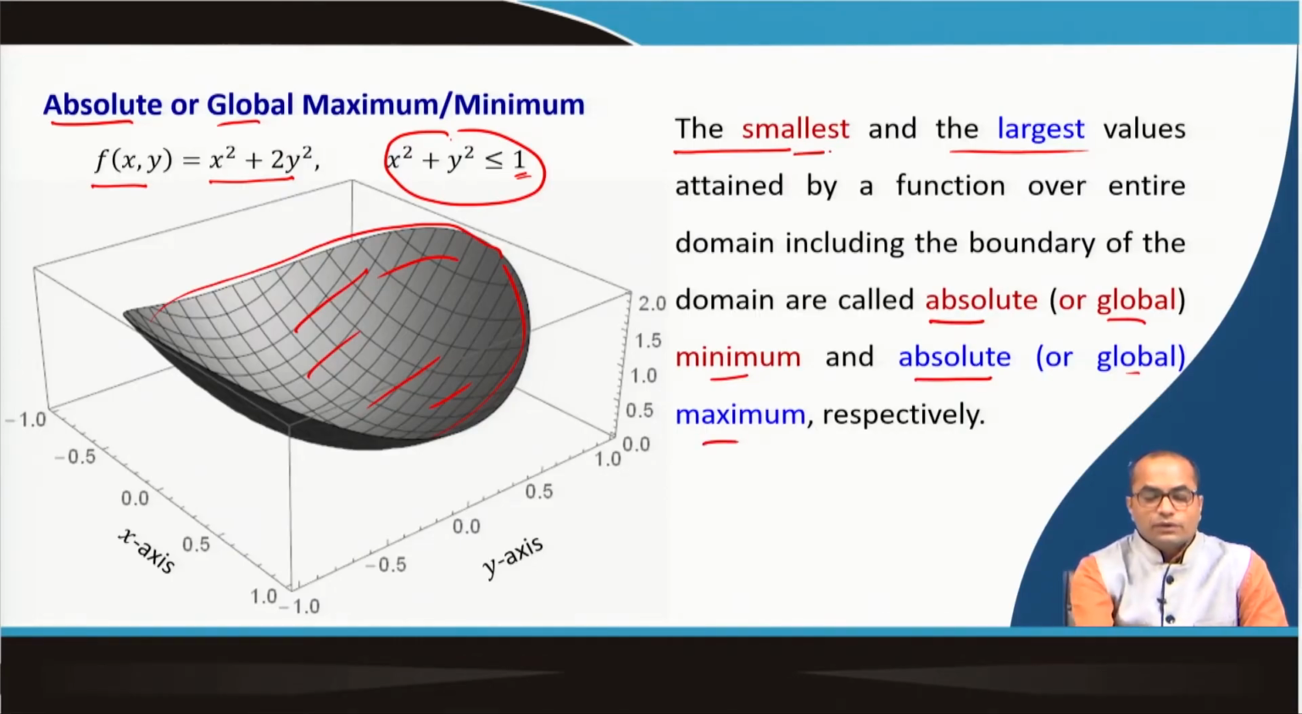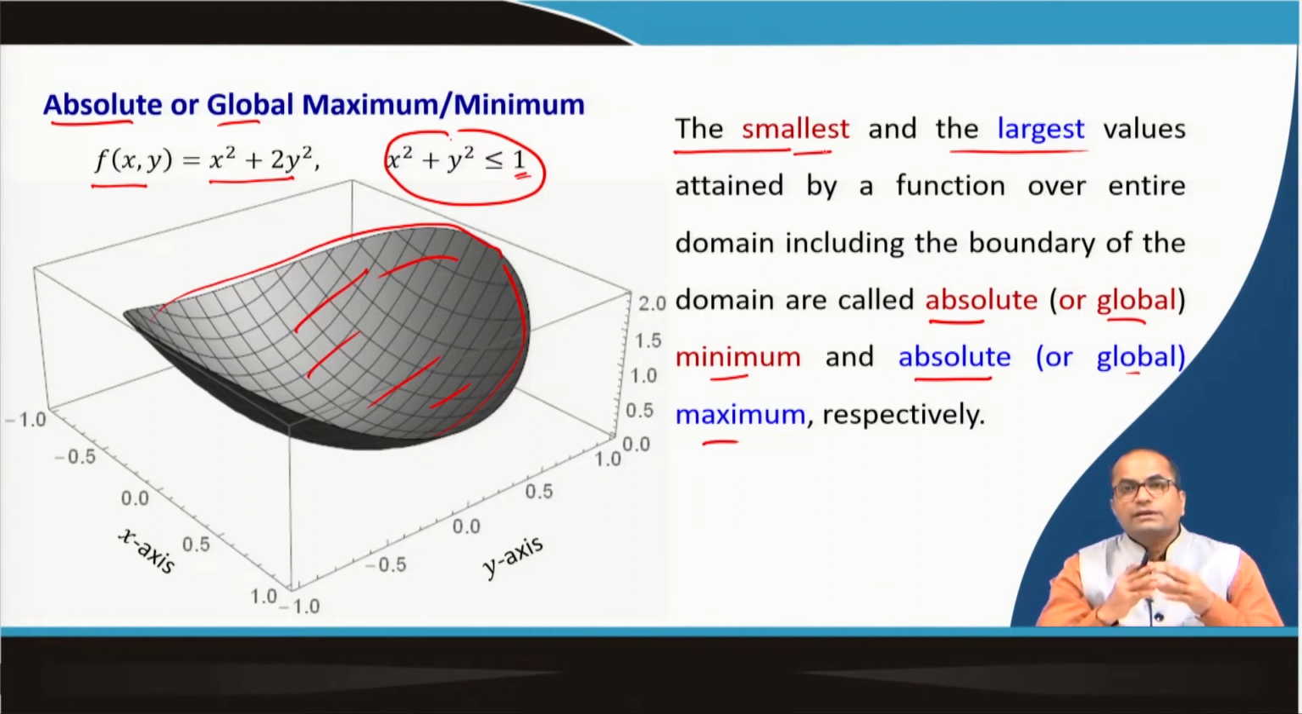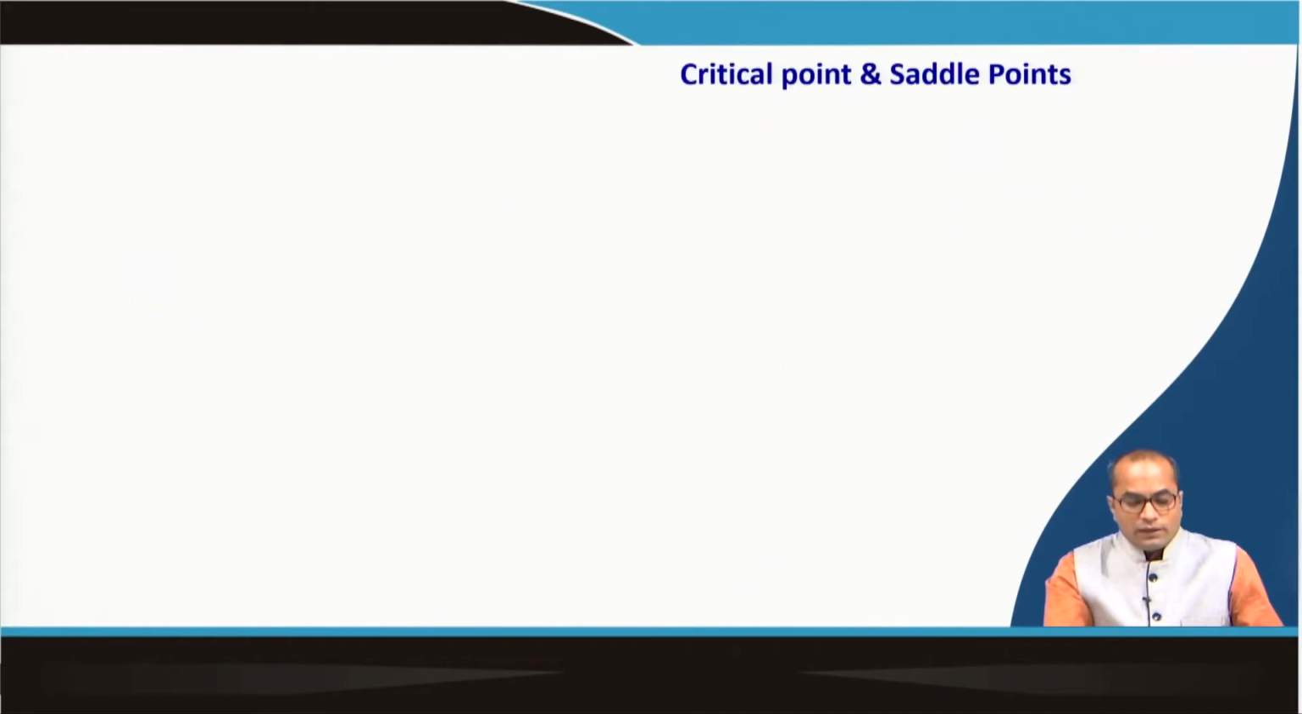So, if we have the smallest value attained by a function over the entire domain including the boundaries, if the boundary is included in the domain, such a value we call a global minimum or absolute minimum, and the largest value attained by a function over the entire domain including the boundary is then called the absolute or global maximum. Well, in this reference we need to introduce now the critical points and the saddle points.